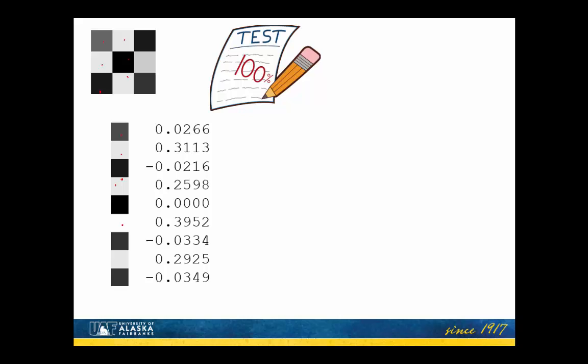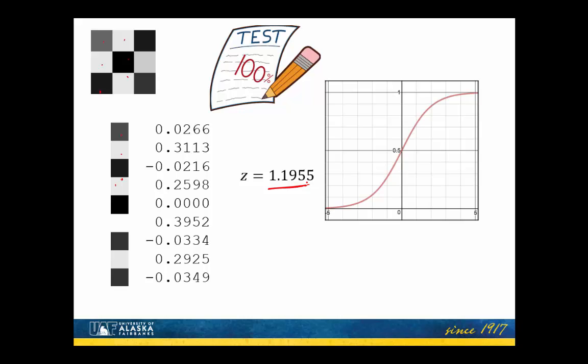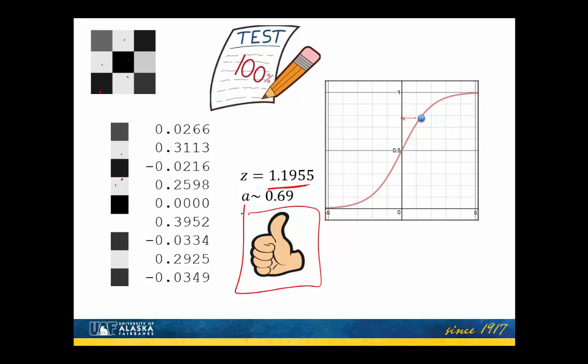All right, and so maybe it gives me the z value of 1.1955. Plug that into my sigmoid function. So if z is 1.1955, I look over here. That looks like it's right about at this point right over here. So what does that tell me the activation is? It's about 0.69. Remember, anything above 0.5 is yes. And so it says, yes, this is an X. So it looks like my machine learning function did okay to go ahead and predict that that image right over there was an X.